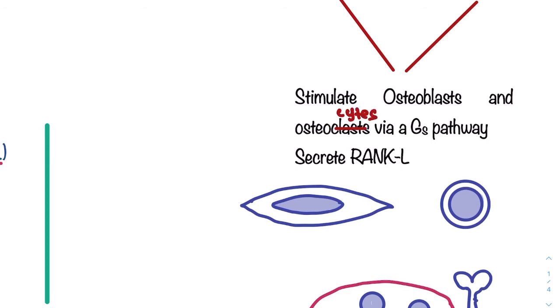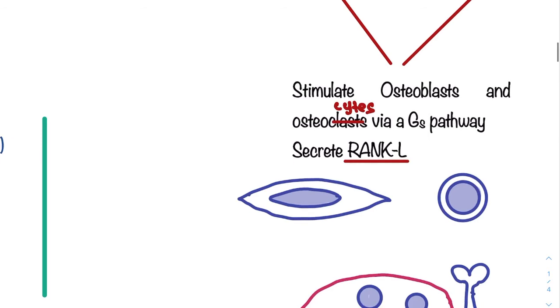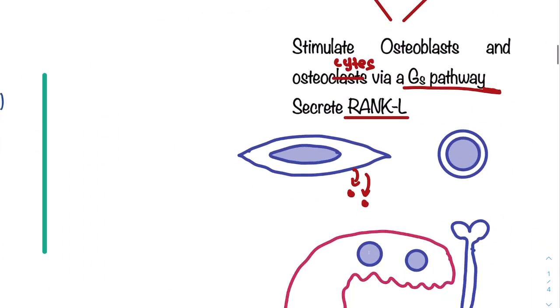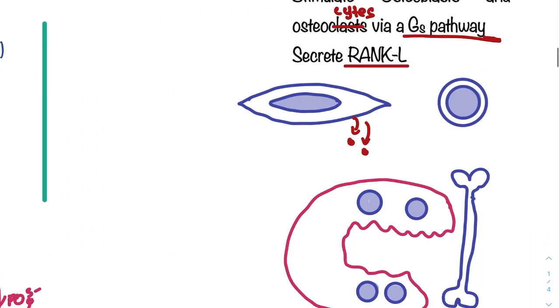Osteocytes. These are immature cells, and they will produce this substance called RANKL. It is called receptor activator of kappa B ligand. Receptor activator of NF kappa B ligand. And that is going to be secreted by these cells. So as you can see, there's a G stimulatory pathway. That means the same process as this. That will cause an increase in the production of these molecules.